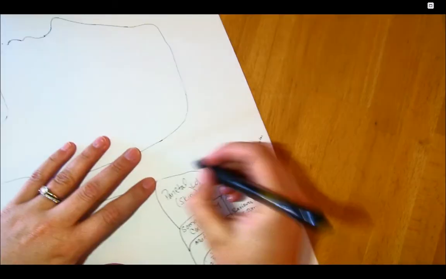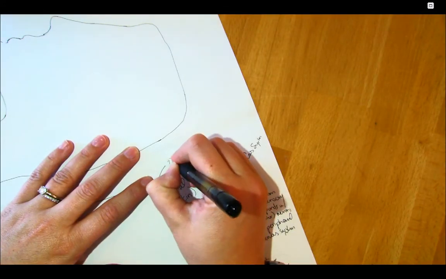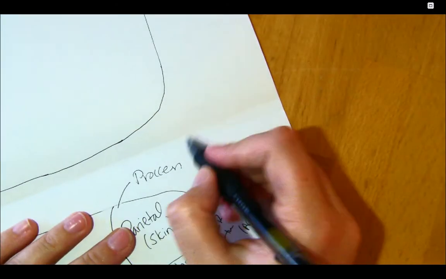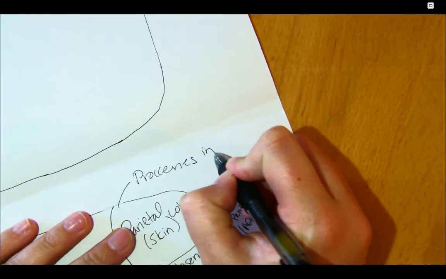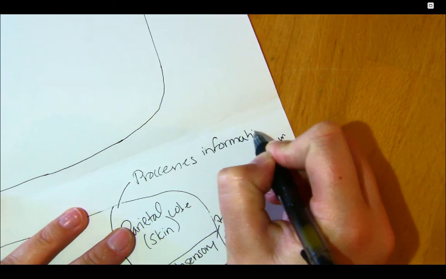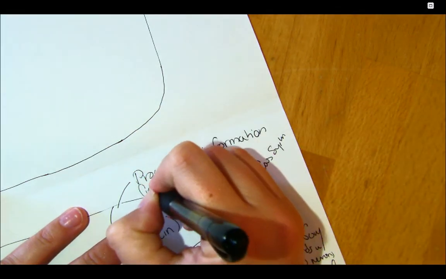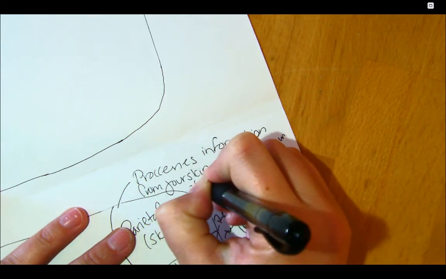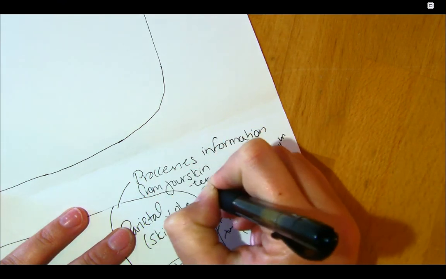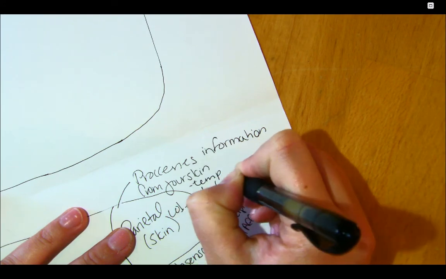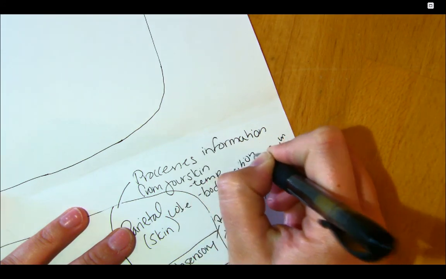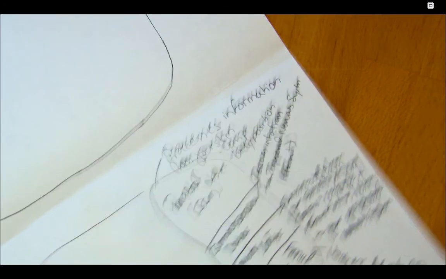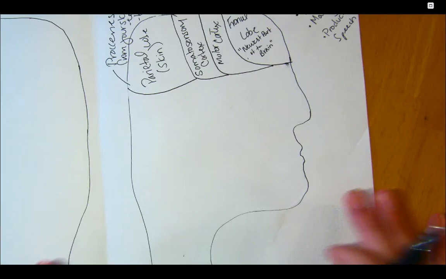Okay, so your parietal lobe as a whole processes information from your skin, so your skin temperature and body position. Anything that has to do with any types of sensation is all going to be done in your parietal lobe. Okay? So your parietal lobe is located right here.